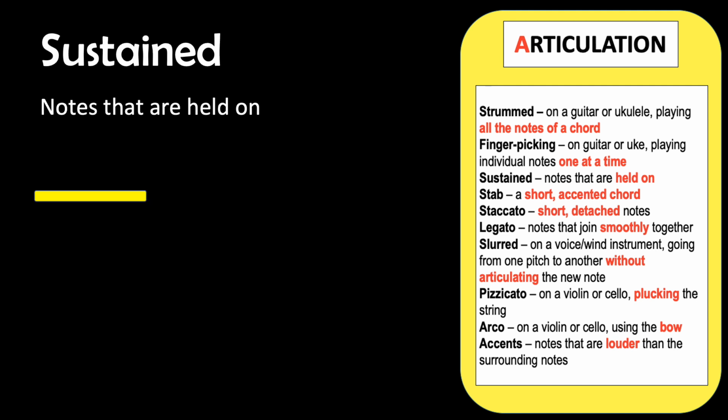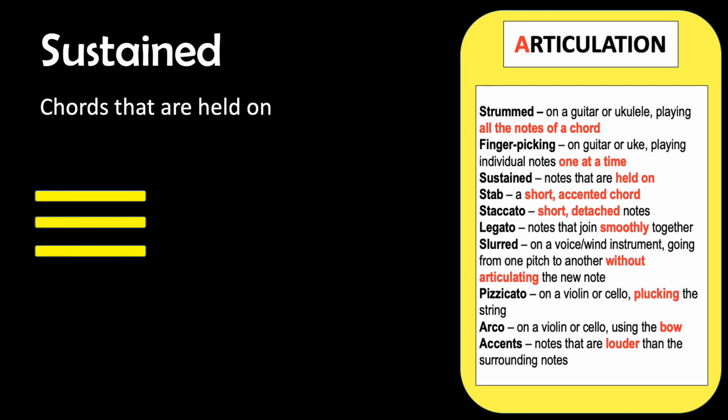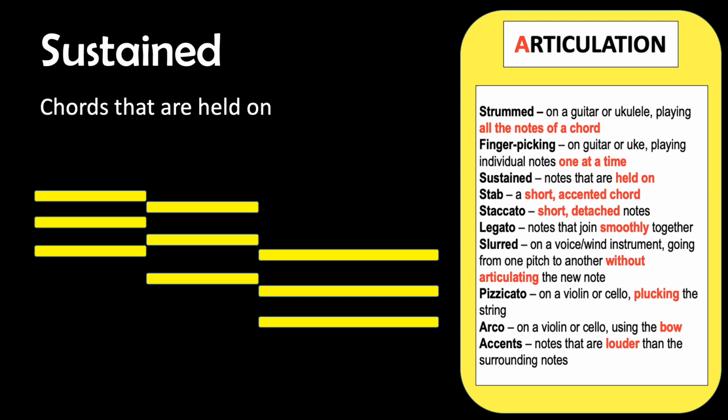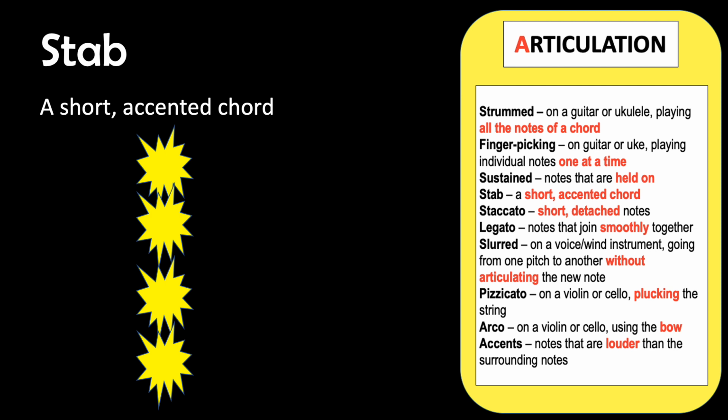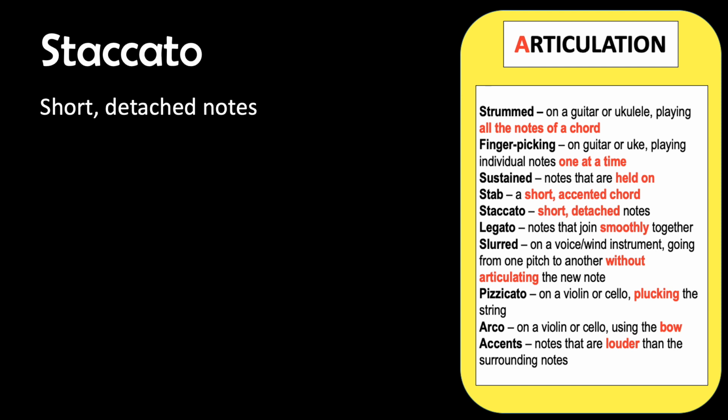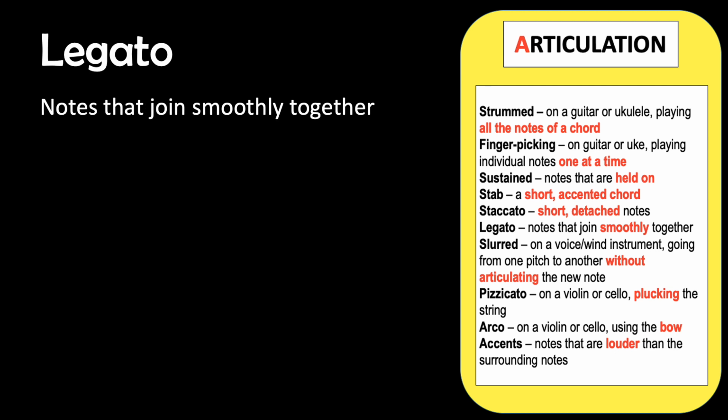Sustained notes are notes that are held on. You might also describe chords as sustained if they're held on. Stab is a short accented chord. Staccato means that the notes are short and detached. Legato means that the notes join smoothly together.